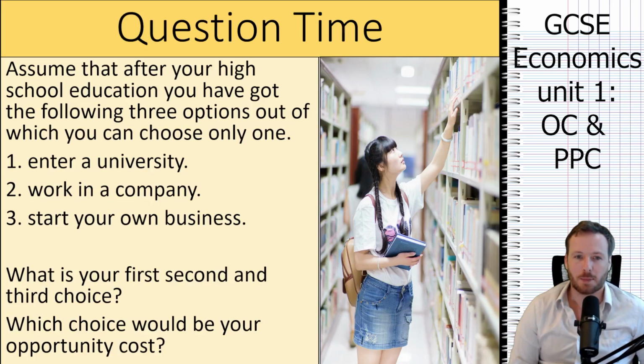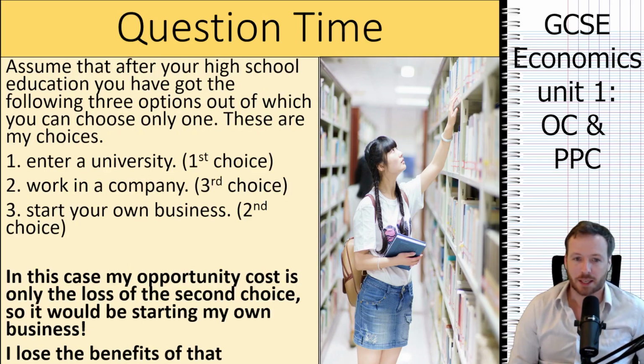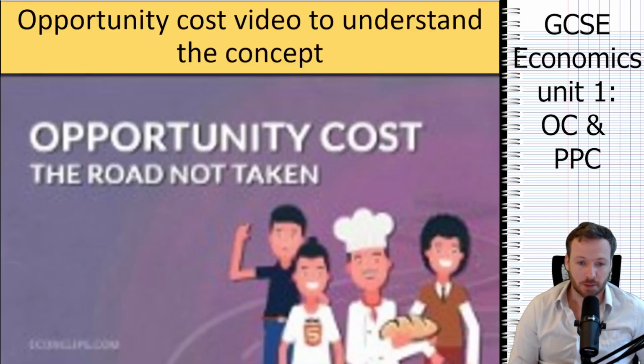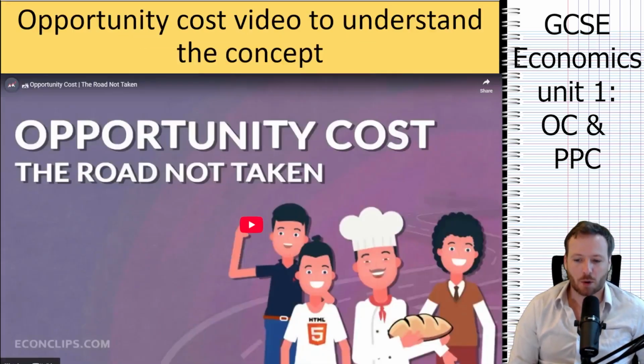Most of my students, 80%, all choose to enter university. So their opportunity cost is usually working in a company. I lost my second choice of starting a business. Okay. Now, here is a video on opportunity cost.